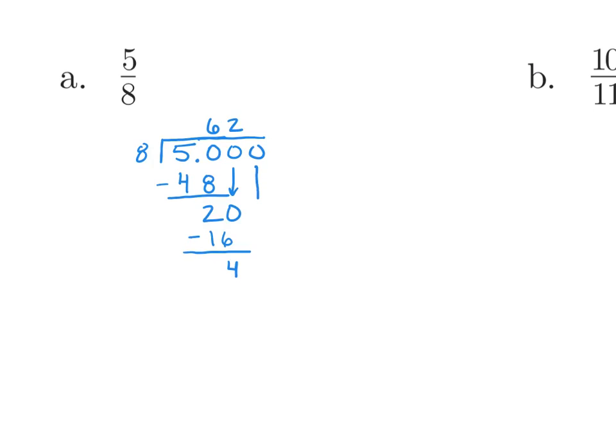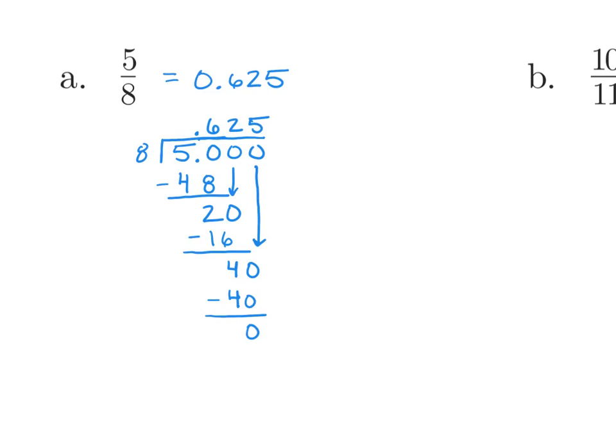Repeat the process. We're going to add a 0, bring it down. 8 goes into 40 5 times. 5 times 8 is 40. Subtract, we get 0, and we are done with our divisions. Last thing we need to do is move our decimal point up into our answer. So we get 5/8 is equal to 0.625.